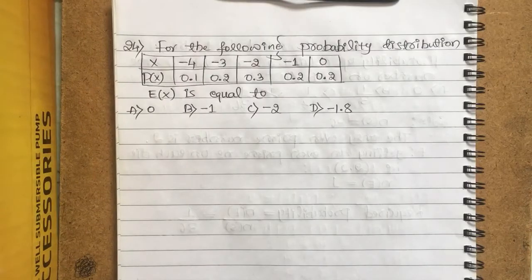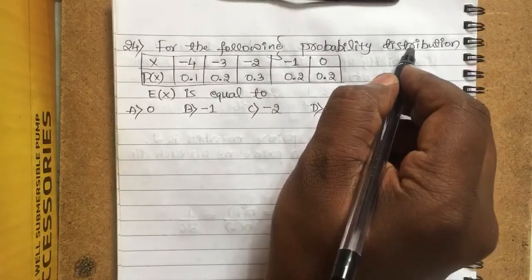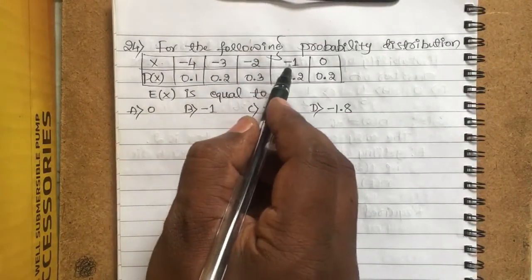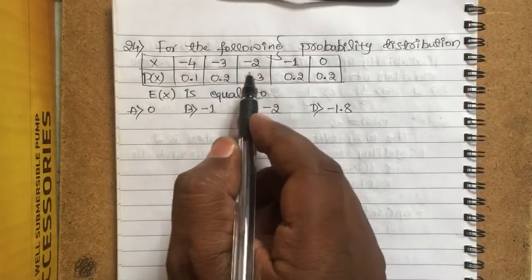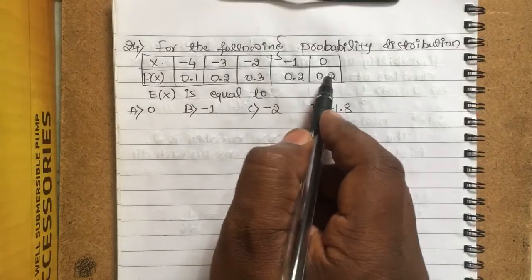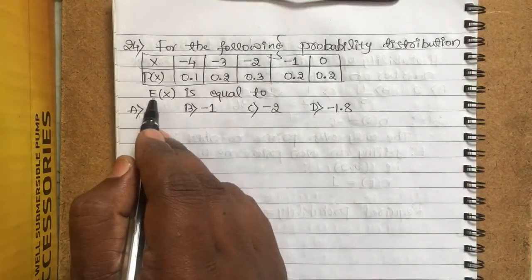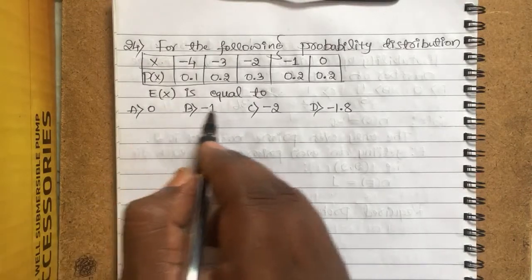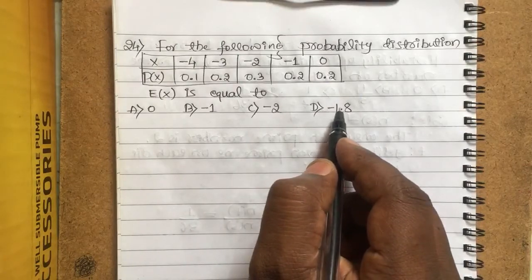Well, the next question, it is the 24th one. For the following probability distribution, that is x: minus 4, minus 3, minus 2, minus 1, 0, and then P of x are 0.1, 0.2, 0.3, 0.2 and 0.2. E of x equals, E of x means expectation of x. Option A is 0, option B is minus 1, option C is minus 2, option D is minus 1.8.